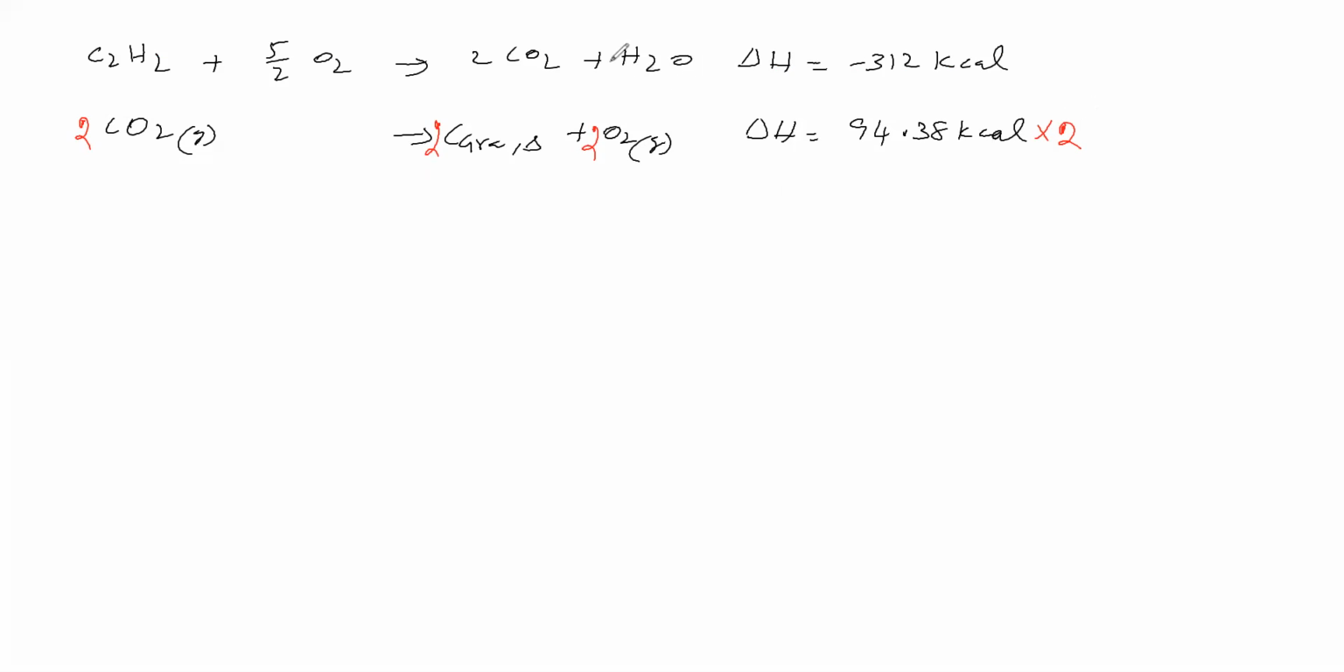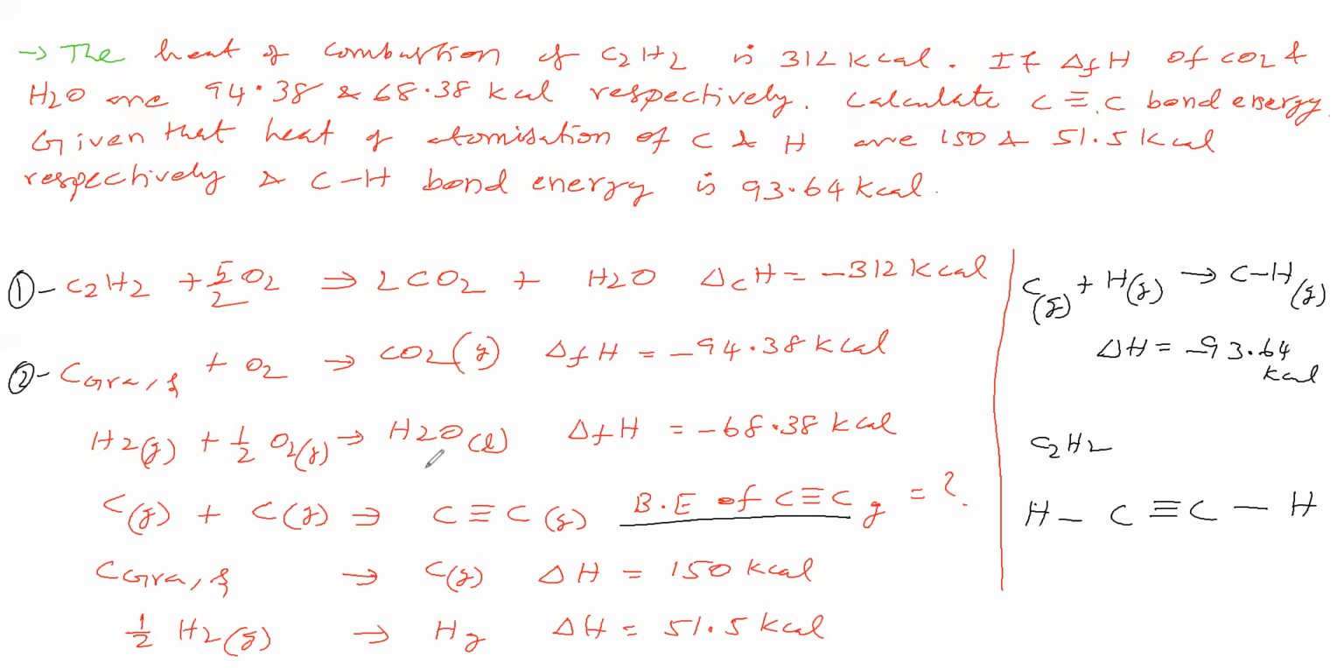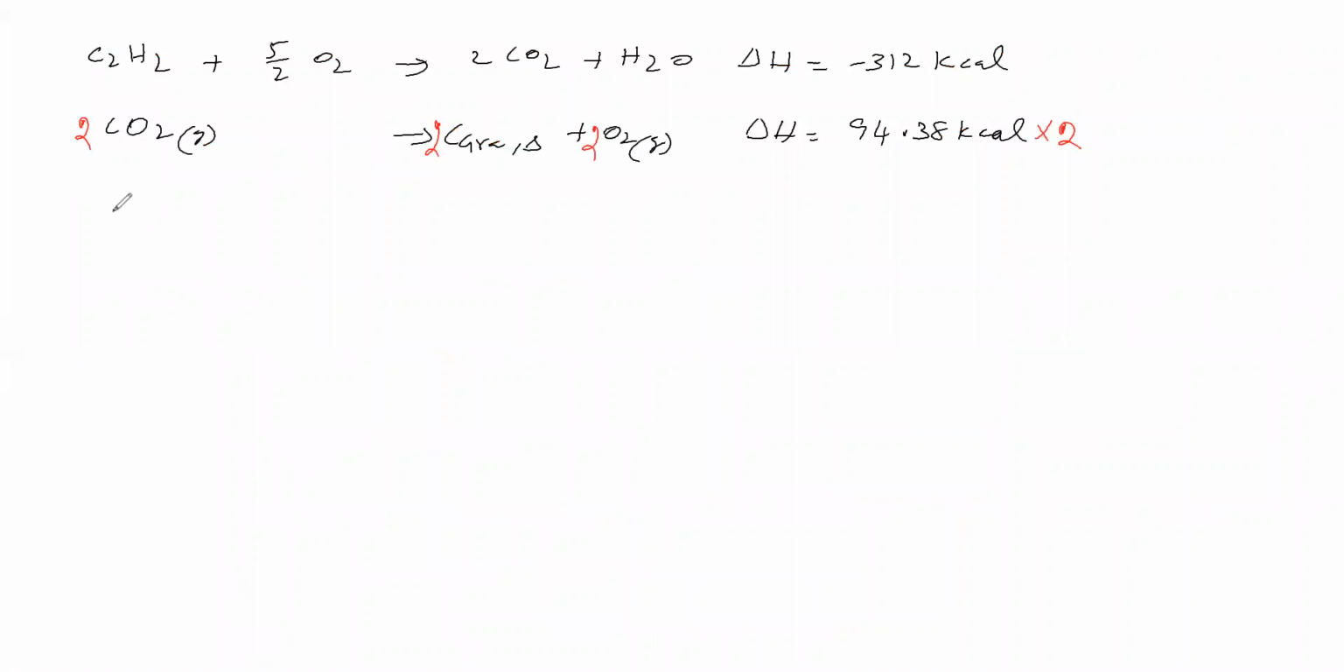Next, here one water molecule is there. That water molecule we don't want, so we want to cancel it. What shall we do? Let us take the third equation. In the third equation, water molecule is there. We will bring the water molecule to the left side, so let us reverse this equation.